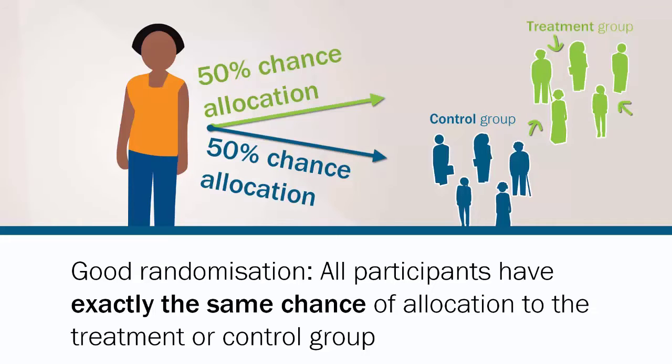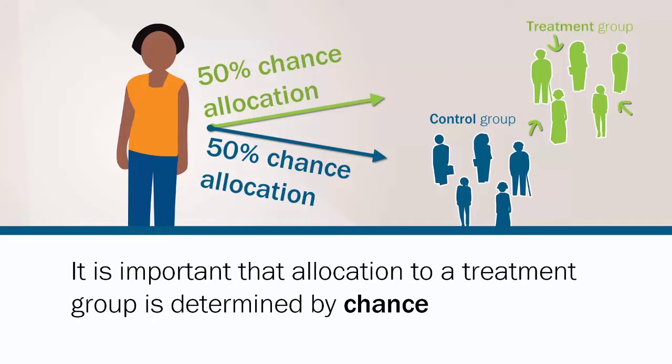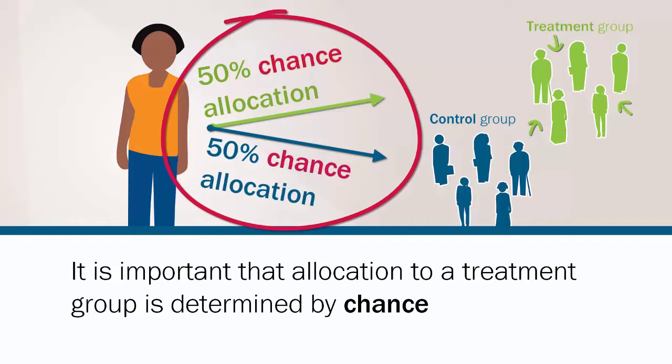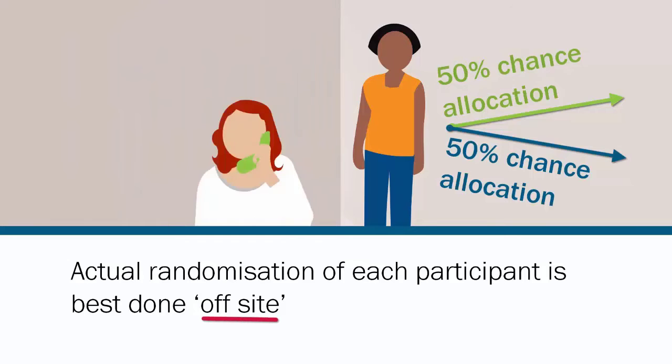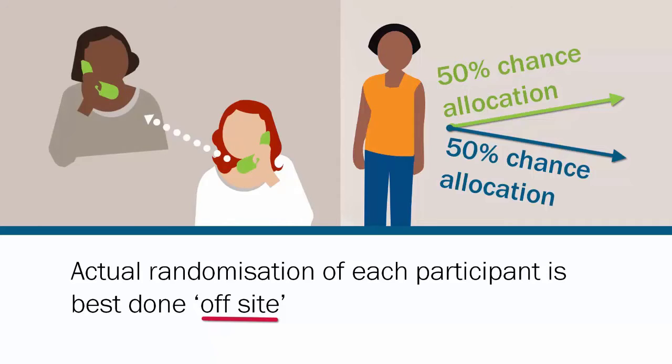In a well-designed RCT, it is important that allocation to a treatment group is determined by chance. It must not be predicted or influenced by either the investigators or participants. The actual randomization of each participant is best done off-site, especially not by the investigator. For example, an investigator might telephone a central office to find out which group to allocate a participant, although nowadays it is more common to be done on a computer.